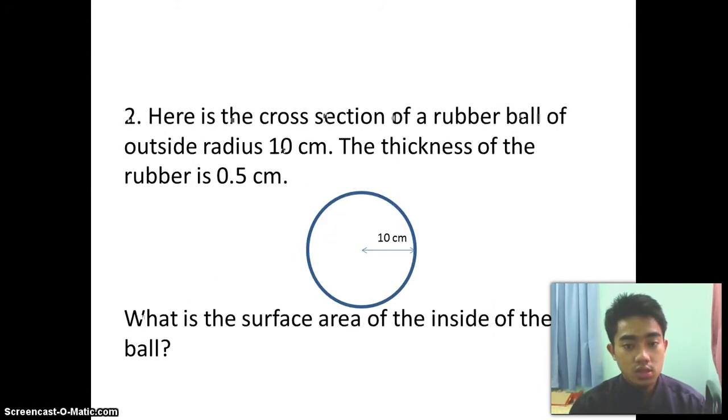So this is the second question, the surface area. But I think you can try it by yourself because I have explained the surface area before. So use the formula and you will get the answer of the question.